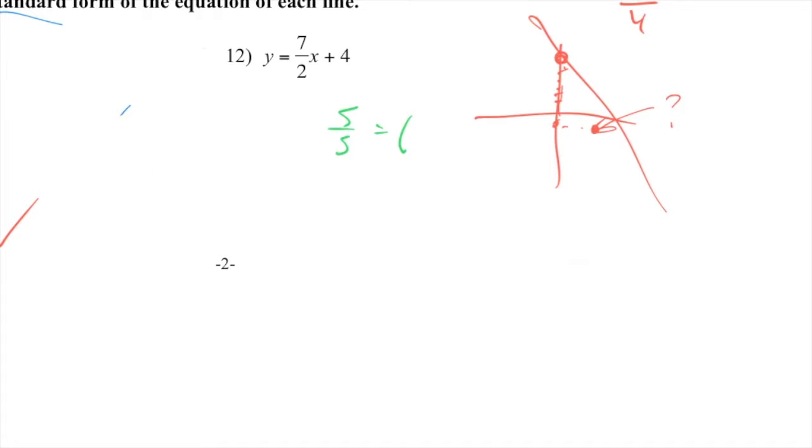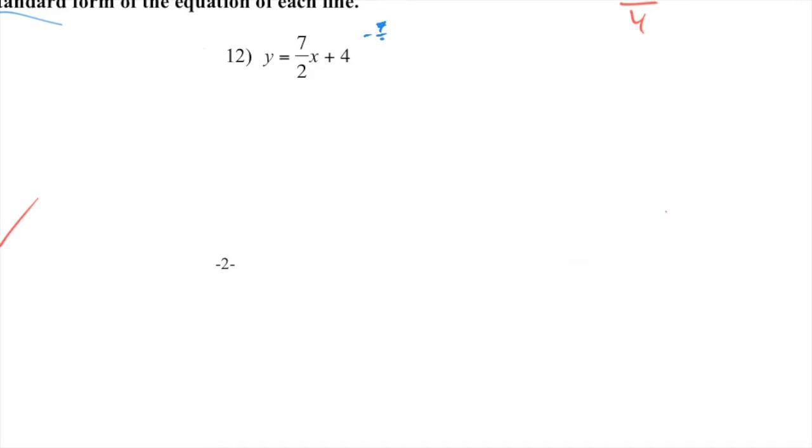Same thing, we got to move that 7/2 out of there, and to do that, it's positive, so we have to subtract the 7/2. 7/2 x from this side minus 7/2 x from that side. This should be y minus 7/2 x. These have canceled out, that's why we did all that work.